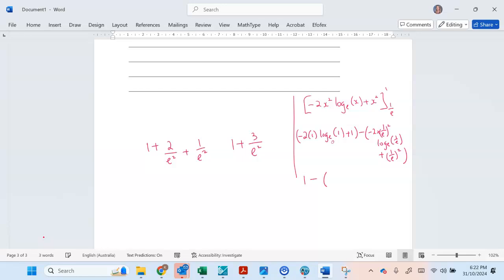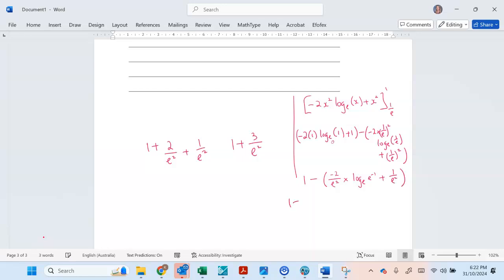So we've got 1 minus, then we've got negative 2 times 1 on e squared. So that's going to be negative 2 on e squared. Then log base e of 1 on e. So that 1 on e is the same as e to the negative 1, plus 1 on e squared. So just write that.